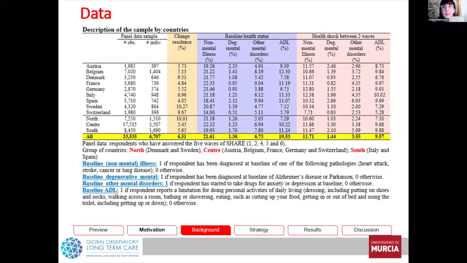For all the countries, we have around 6.5% that have a change of residence between two consecutive waves. We have information on non-mental illness, degenerative mental illness, other mental disorders, and disabilities for activities of daily living at baseline, and also what we define as a health shock, that is suffering a new, for example, non-mental illness or an increase in ADL between two consecutive waves. I want to highlight the fact that the percentage corresponding to degenerative mental illness for the whole sample is only 1.44%. However, as we will see later on, degenerative mental illness is very, very important in explaining downsizing decisions, as well as an increase in disabilities for daily living.